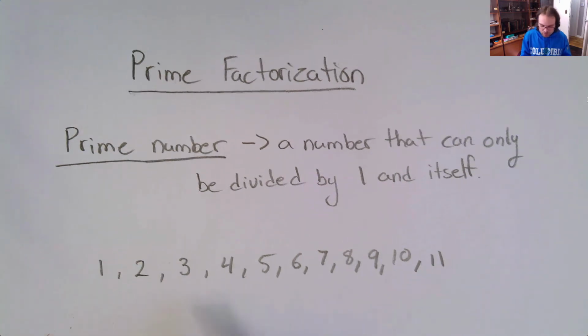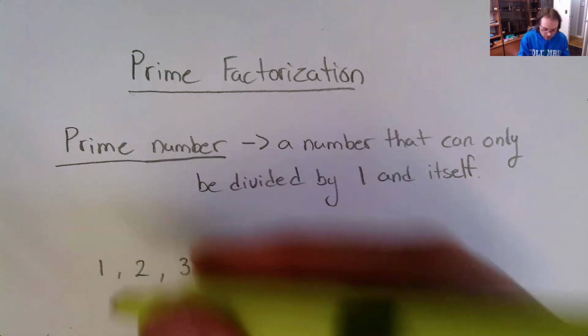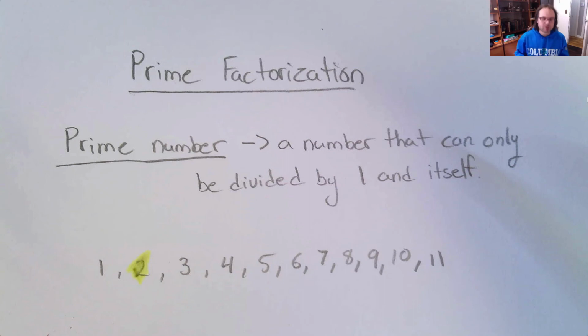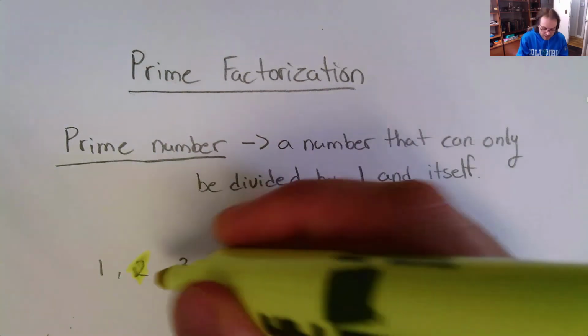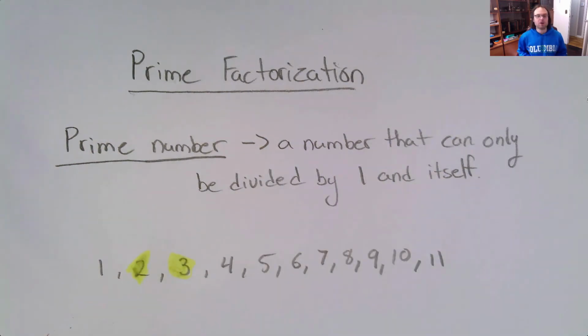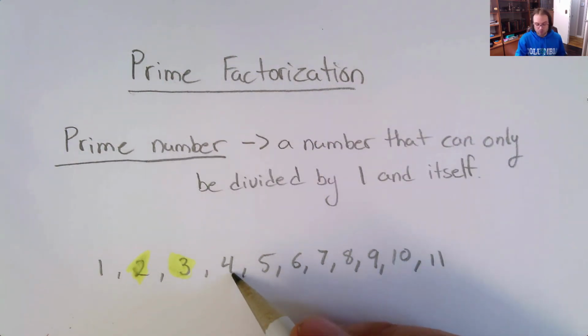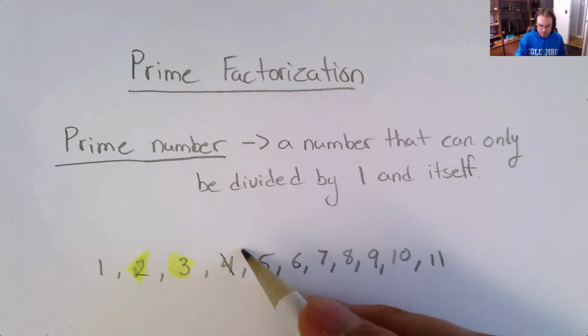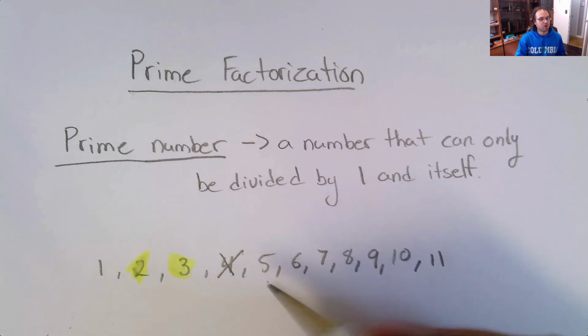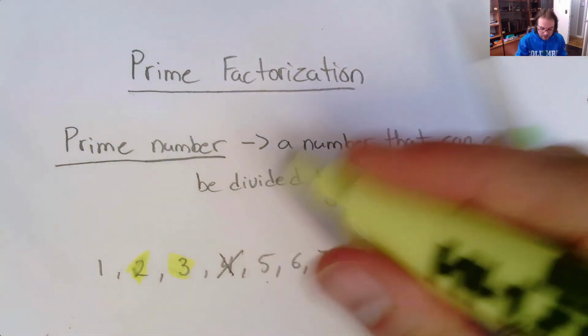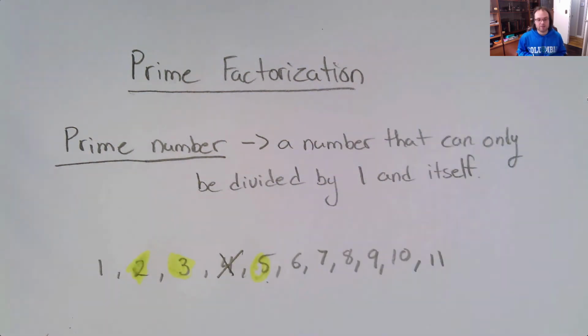So here I have a whole bunch of numbers from 1 to 11. Let's see which ones are primes. Well, first we want to look at 2. 2 is a prime number because it can only be divided by 1 and 2. 3 is a prime number because it can only be divided by 1 and 3. 4 can be divided by 4, 1, but it also can be divided by 2. So 4 is not a prime number. 5 is a prime number because it can only be divided by 1 and 5.